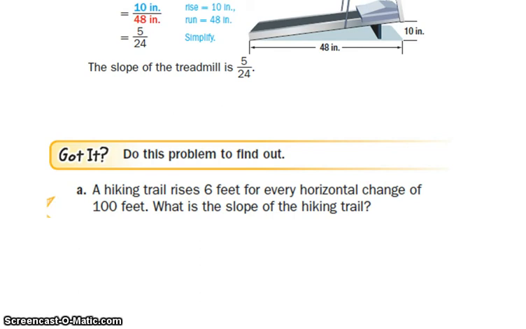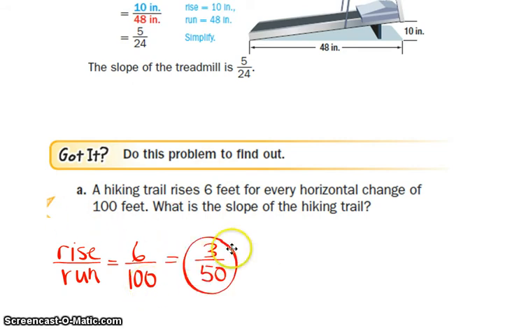Okay, anytime you're calculating slope, I always want you to start off with a formula, and you're going to learn a couple different formulas you're going to see today, so you have to pick one. This one, the easiest one to do is rise over run, so we're going to start with that. Okay, so we know the rise is always on top. Well, it tells you right here the trail rises 6 feet, and the horizontal change is 100. So your rise is 6, your run is 100. Okay, then you have to reduce your fraction, and it reduces to 3/50. So your slope for this trail is 3/50.